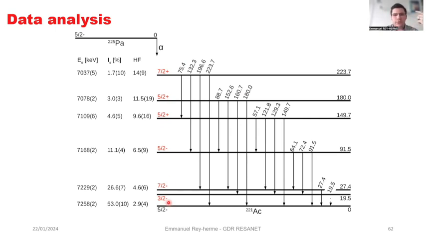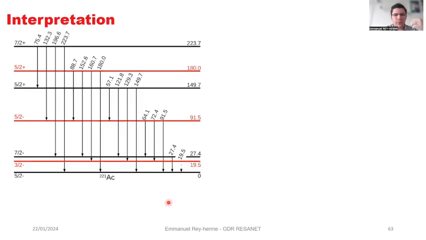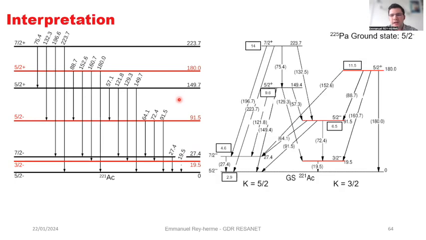With that, we can move to the interpretation, and we will reorganize the levels into 2 bands, and it gives that. So this is exactly the same thing. We have the same levels, all the gamma rays between them, but they are split in 2 bands. And in the black boxes are indicated the hindrance factors for the alpha decay toward those states.